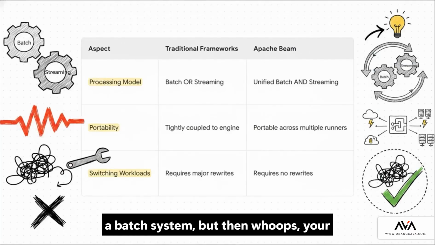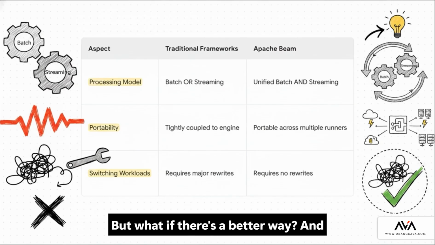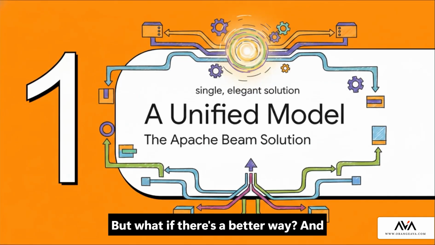Let's say you built a batch system, but then whoops, your needs change and you have to switch to streaming. That meant a huge, expensive rewrite from scratch. Your code was just so tightly stuck to one specific engine. But what if there's a better way? And that right there is where Apache Beam steps in. It's this one super elegant solution to that old school dilemma.